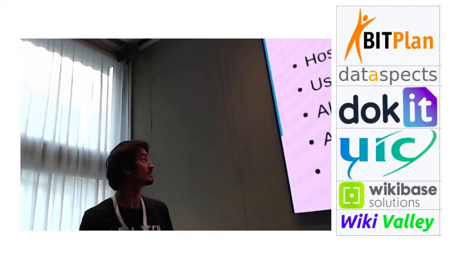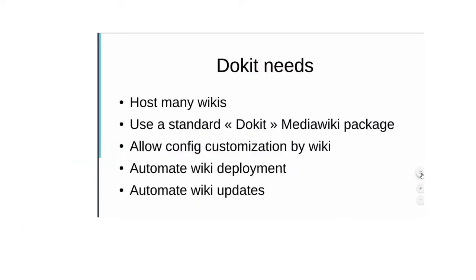So dokit needs: we need to host many wikis. We want to have as many clients as possible, so it will be easier for us if we can do it easily. We build a standard MediaWiki package, where we add some features to create the dokit package. And we want to allow our customers to customize their wiki. They will also want to set their colors, their logos, and enable or disable some features.